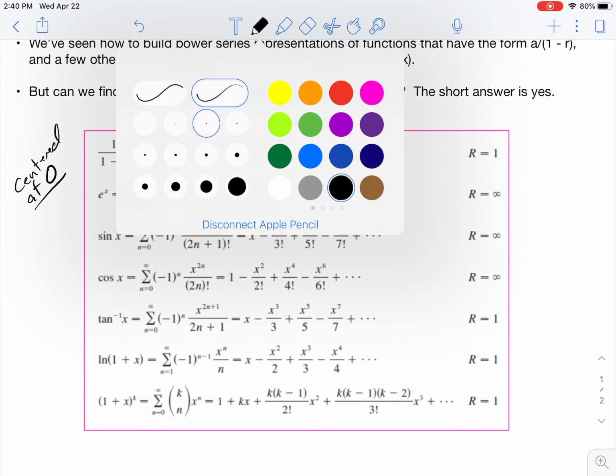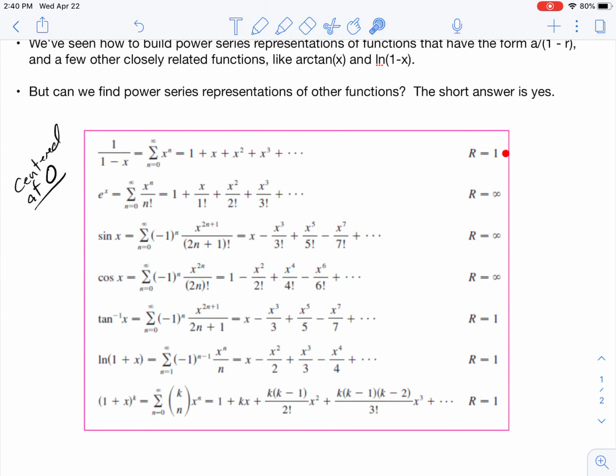And the r tells us how far out the approximation is good for. For this one, it's only good for a radius of 1, so from -1 to 1. Same thing for these. But the ones where it has infinity, it means that the approximation is good for a radius of infinity, so from 0 up to positive infinity and from 0 back to negative infinity.